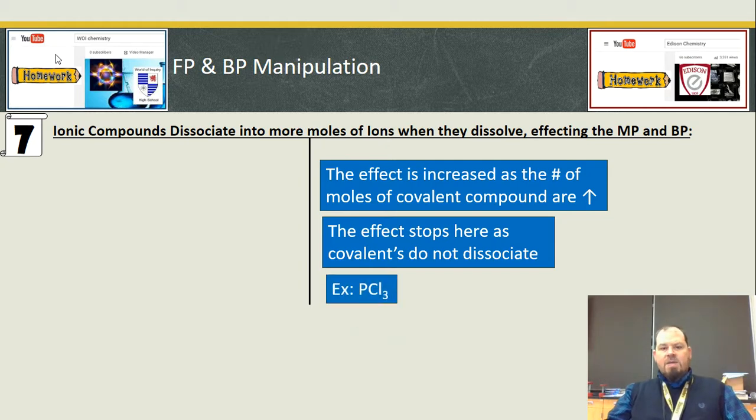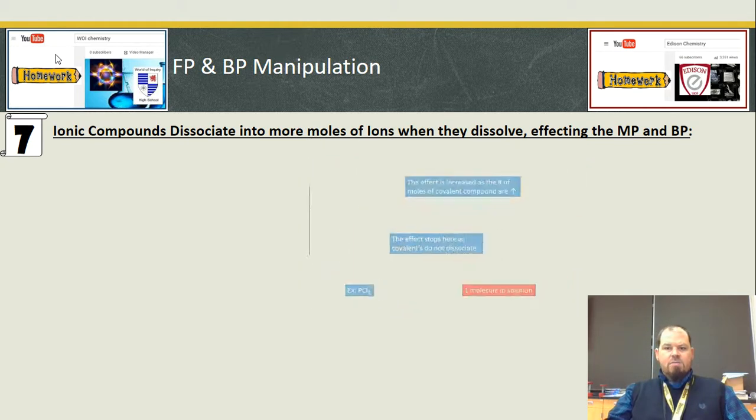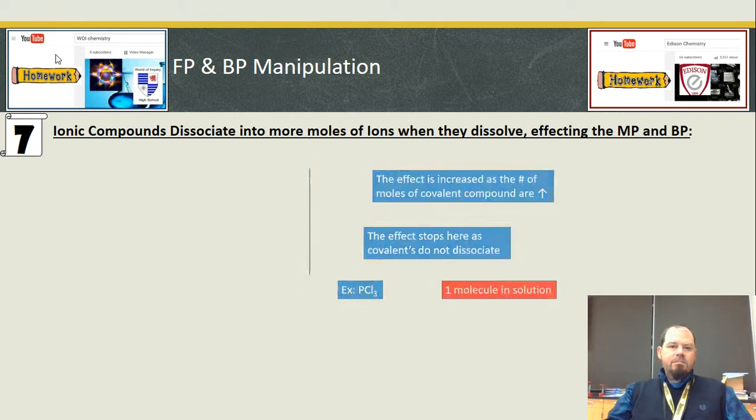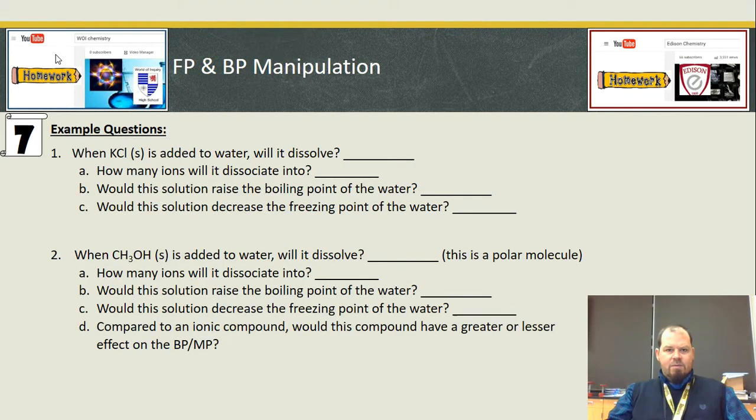So covalents are not very handy for this. Okay, example, PCl3 is 1 mole of 1 molecule in solution. For every 1 mole I put in, I get 1 molecule in solution. Even though it looks almost like it's ionic, it's not, and it's not a lot of bang for your buck, if you will. Some quick example questions, and we'll call it a unit.